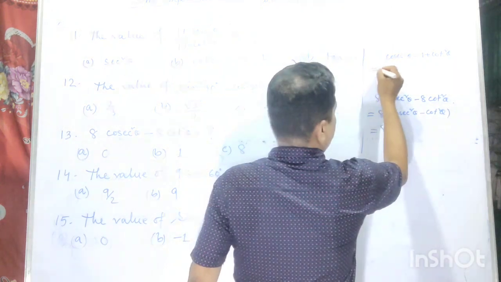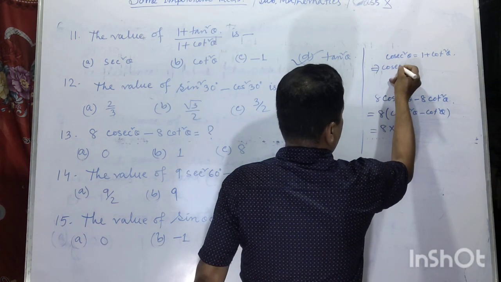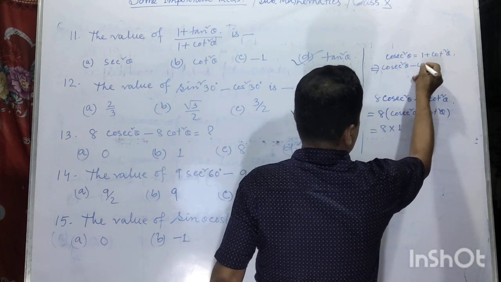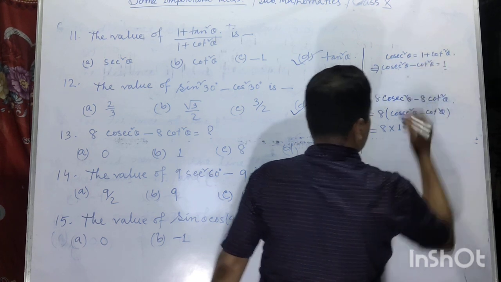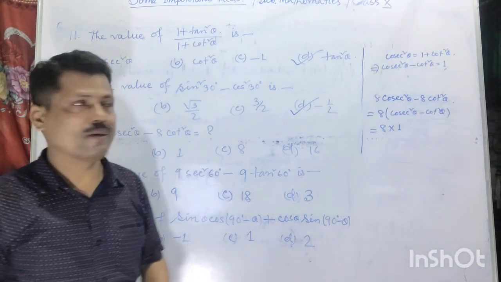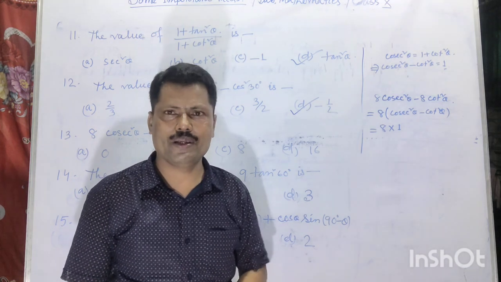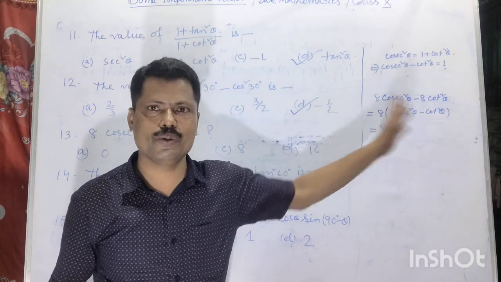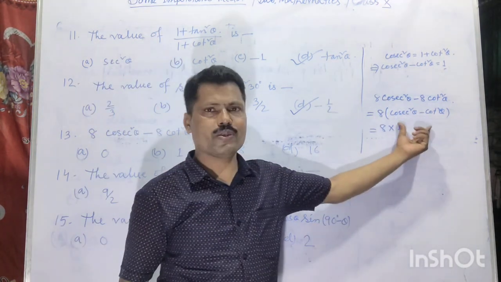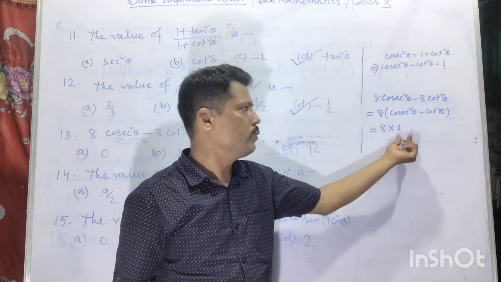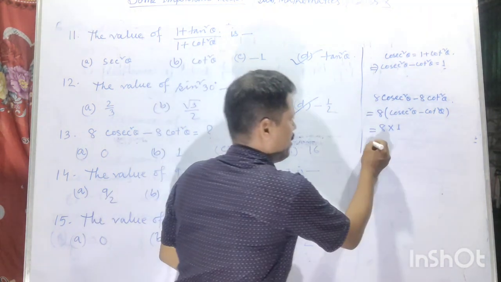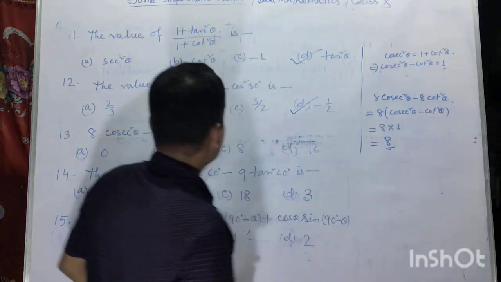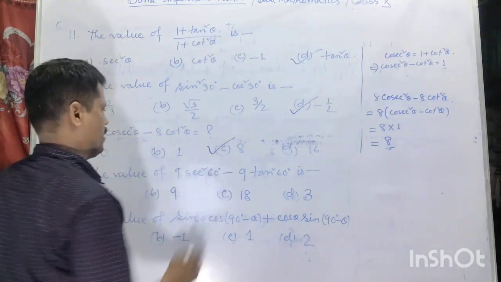So if we write here cosec square theta minus cot square theta is equal to what? 1. If we transfer this cot square theta to the left hand side, then it will become what? Cosec square theta minus cot square theta is equal to 1. So in place of cosec square theta minus cot square theta, if we put 1, then 8 into 1 means 8. Here the answer will be 8. So option C is correct.